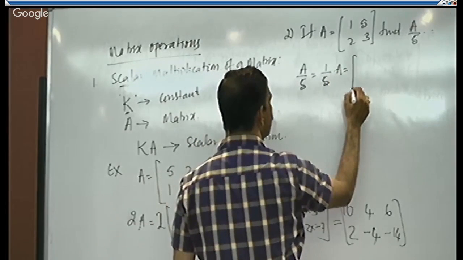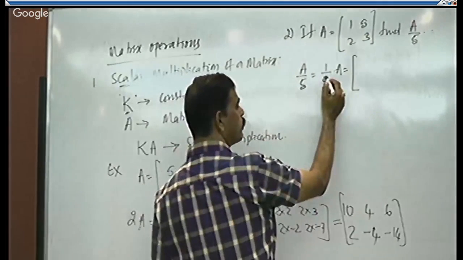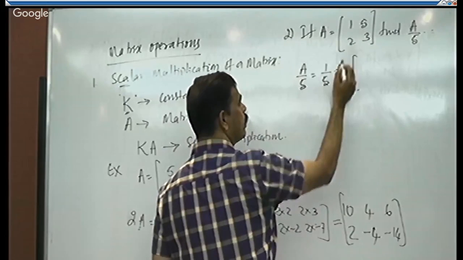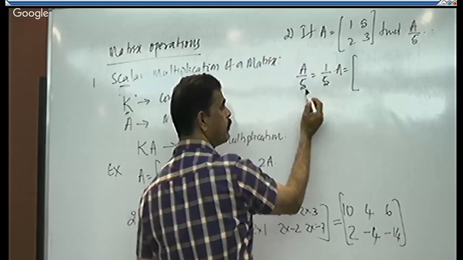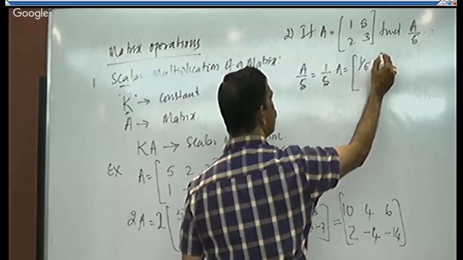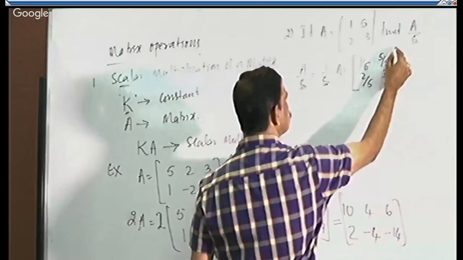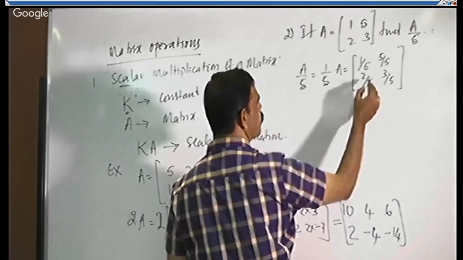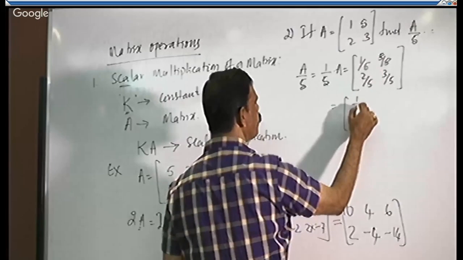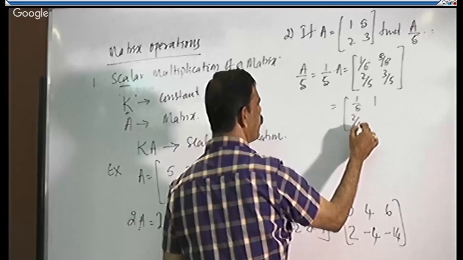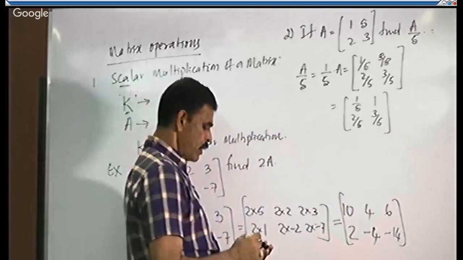That means each element of the matrix must be multiplied with 1 by 5, or each element of matrix A should be divided by 5. That is 1 by 5, 5 by 5, 2 by 5, 3 by 5. Here 5 gets cancelled. What is remaining? It is 1 divided by 5, 1, 2 by 5, and 3 divided by 5. You got this scalar multiplication.